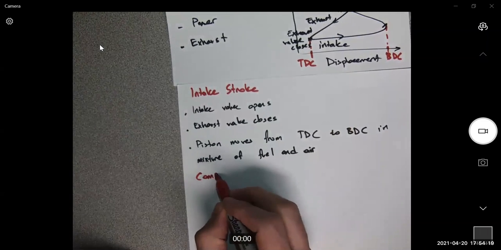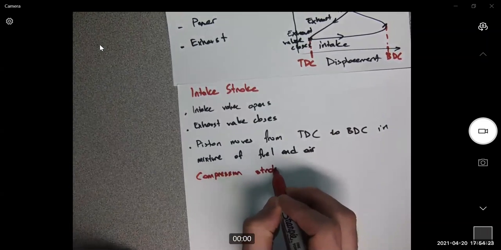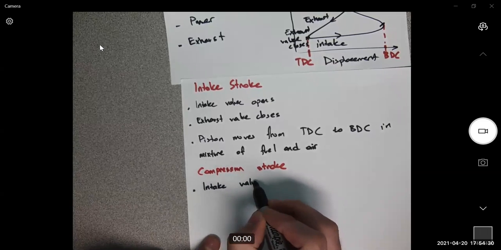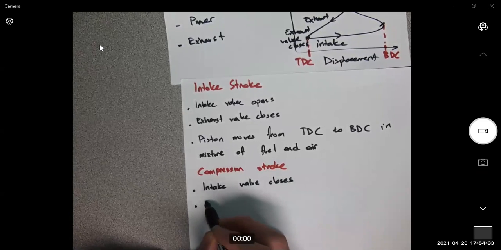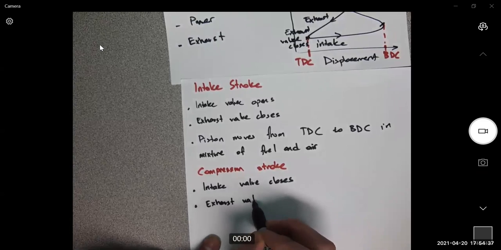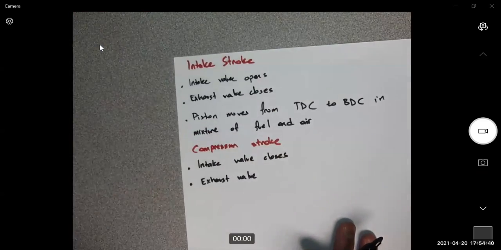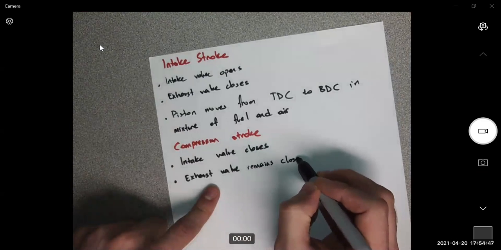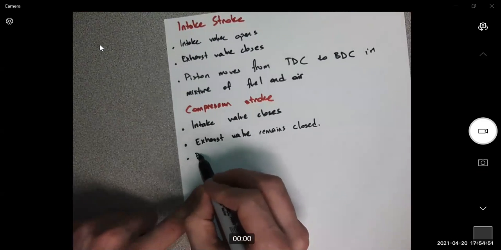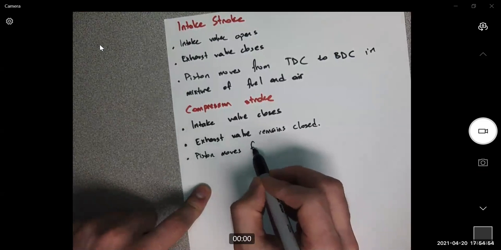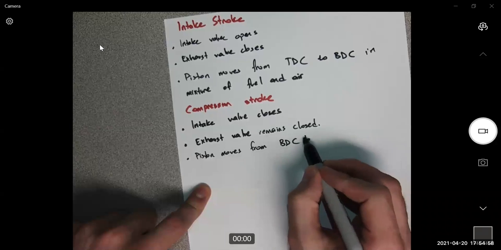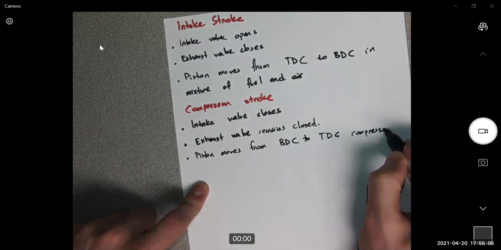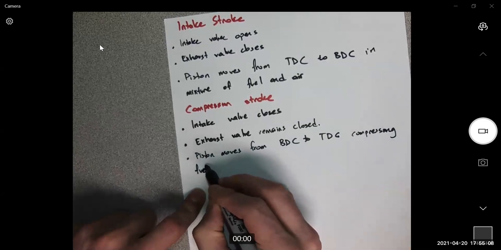And the compression stroke: the intake valve closes. The exhaust valve remains closed. The piston moves from bottom dead center to top dead center, compressing the fuel-air mixture.